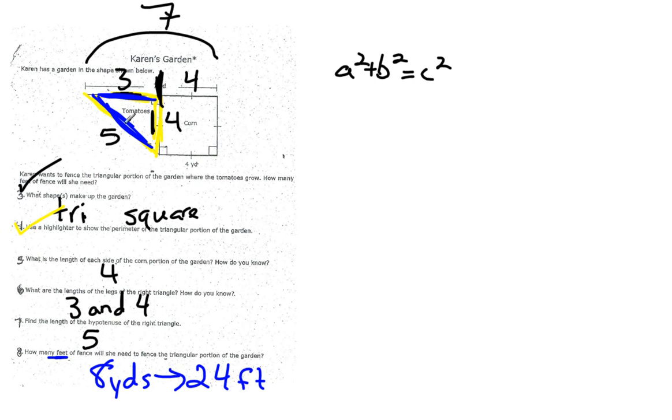I also gave you credit if you said, yeah, I don't think the tomatoes and the corn get along, so I'm putting a fence right here. So that would be 8 plus 4, which is 12 yards, which again we need to change to feet, so that would be 36 feet.